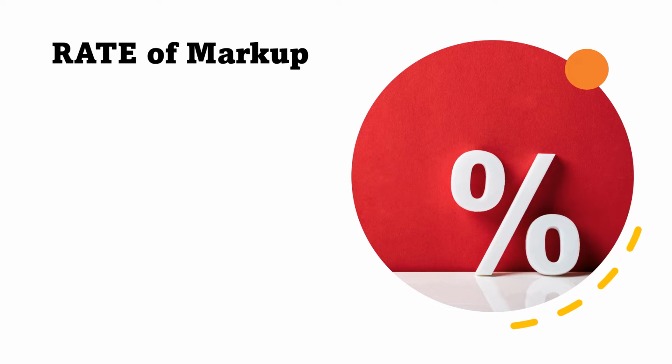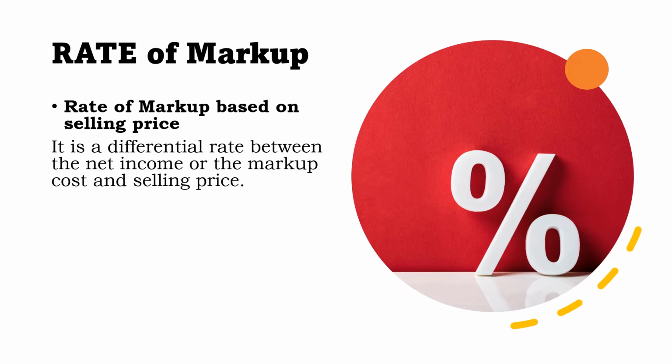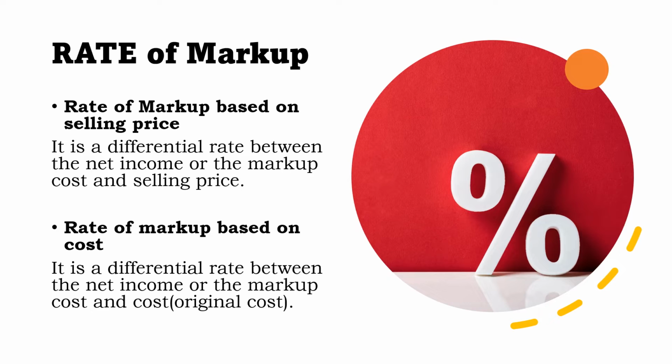Another thing that we should also know is how to compute for the rate of markup. So, rate of markup can be based on selling price or based on cost price. The rate of markup based on selling price is the differential rate between the net income or the markup cost and selling price. And the rate of markup based on cost is the differential rate between the net income or the markup cost and original cost.